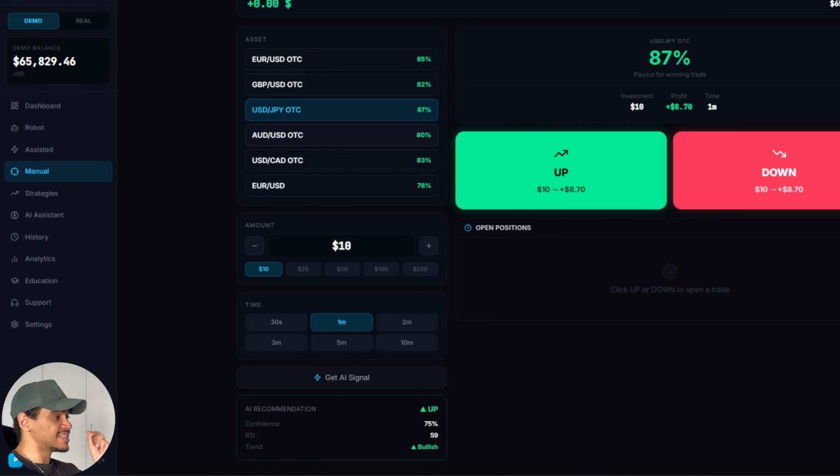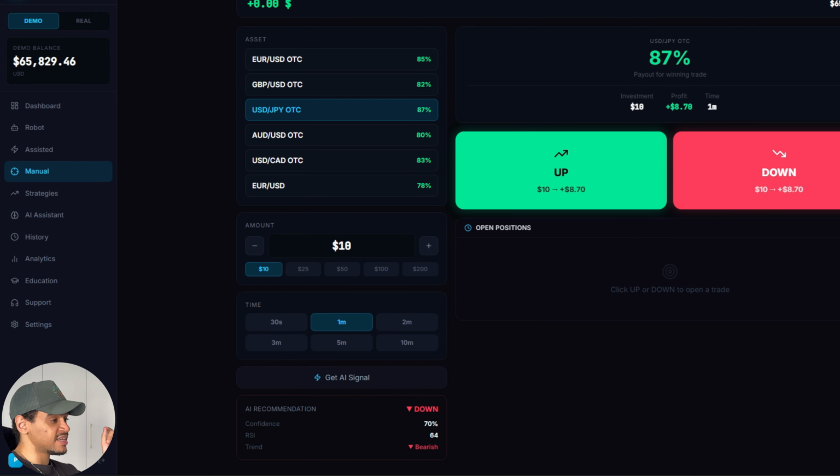You again select the settings, select the time frame, the amount you want to place. You can place from here. You have AI recommendation here. Once you press get AI signal, you can see right there we have AI recommendations: sell position on United States dollar, Japanese yen. Confidence is 60%.